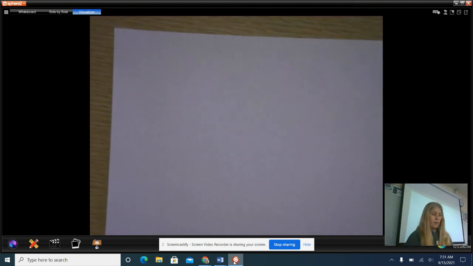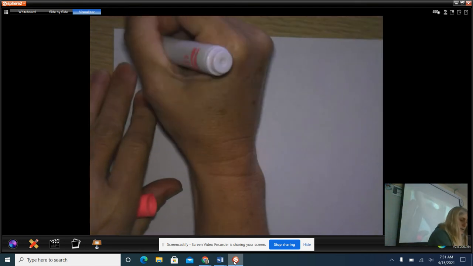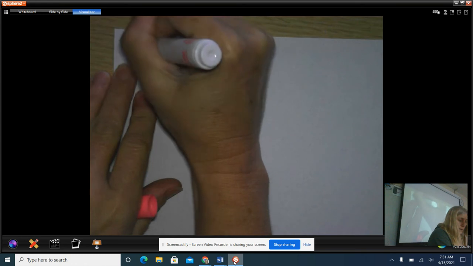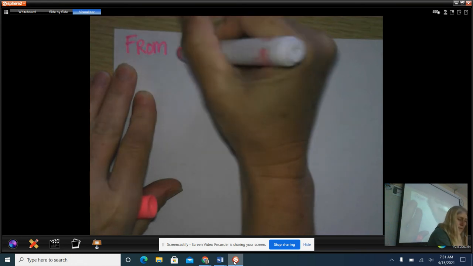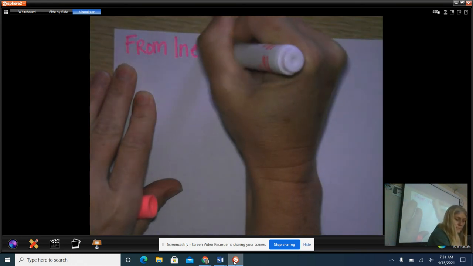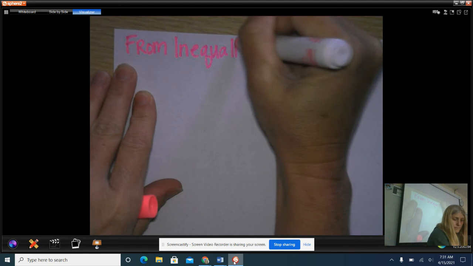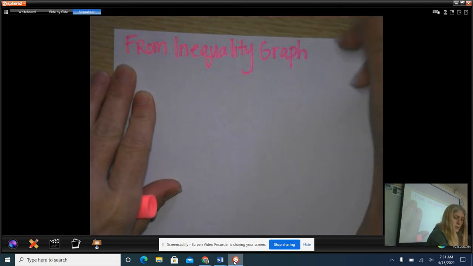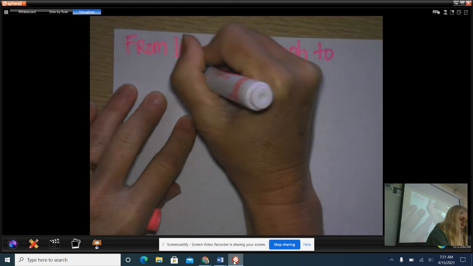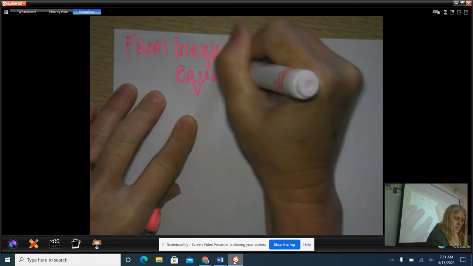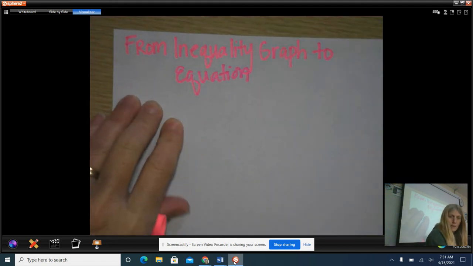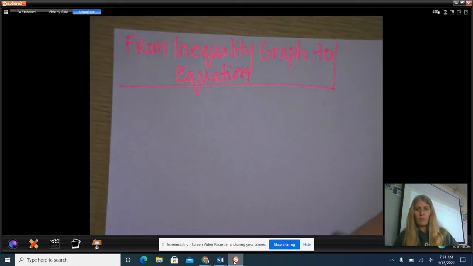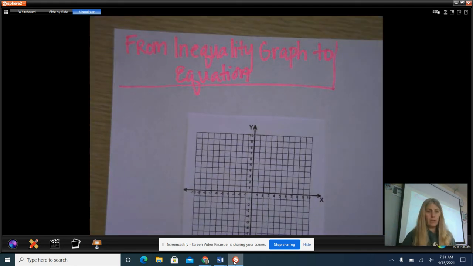So we are going to learn how to go from an inequality graph to an equation. From inequality graph to an equation. So the first thing we're going to do is we're going to go ahead and draw our graph that we're going to be looking at.